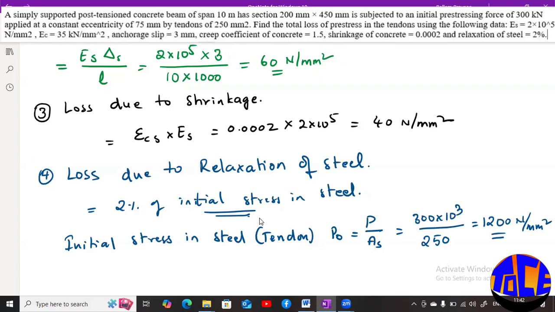So this is the initial stress, and for this stress we need to take 2% as a loss due to relaxation of steel. So 2 divided by 100, so loss is equal to 2 divided by 100 into 1200, which will be, 2 times 12 is 24, so 24 Newton per mm square. So 4 losses we have calculated.